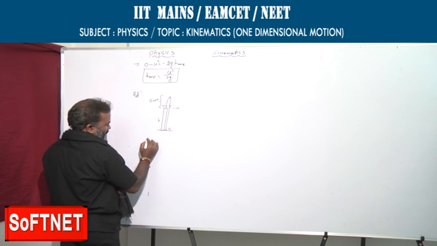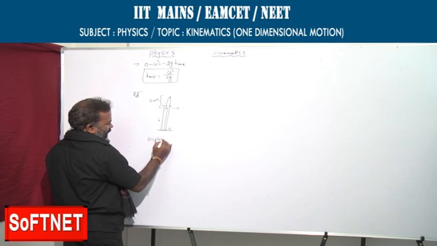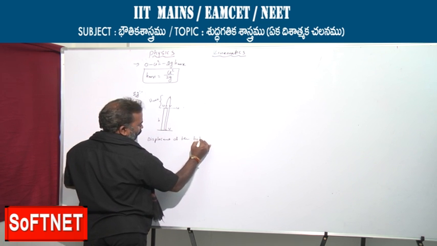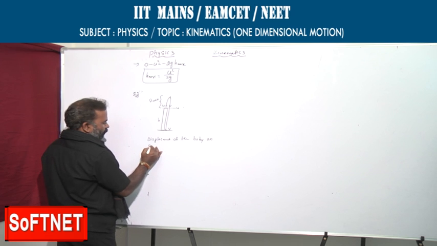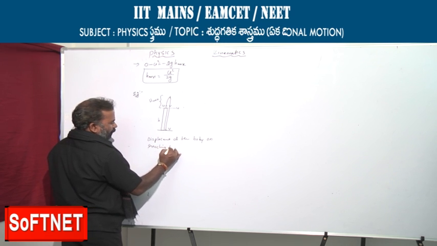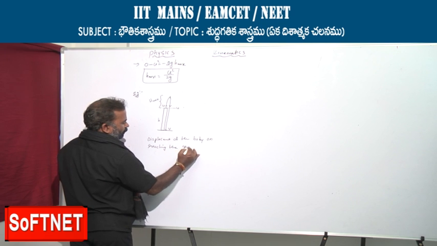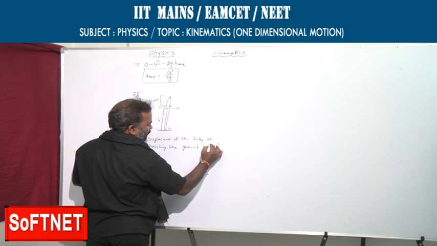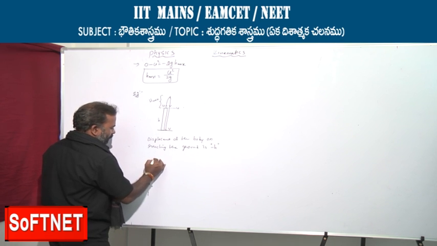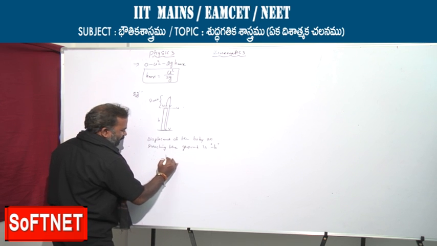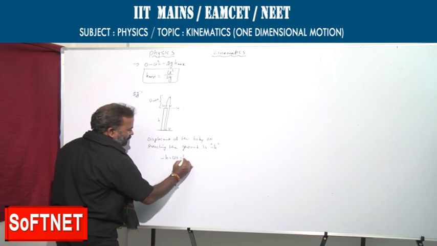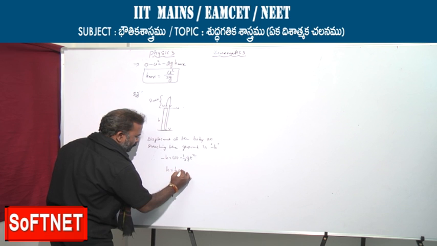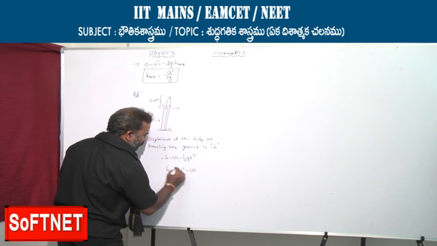Here the displacement of the body on reaching the ground is minus h. Therefore, the equation will become minus h is equal to ut minus half gt square, or h is equal to half gt square minus ut.